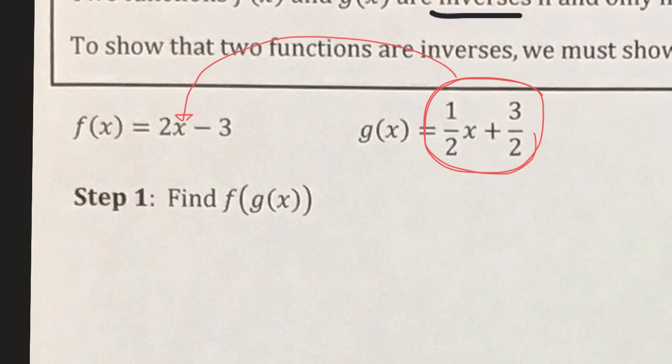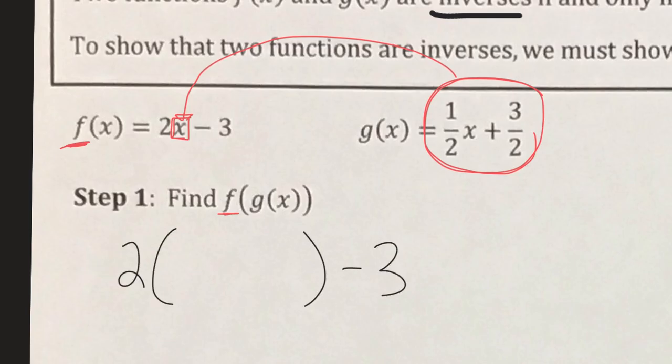So we're replacing the x value, the x variable, in your f function, that's the outside one, with your entire equation from g. So this is 2 times a bunch of stuff minus 3. And that bunch of stuff is half of x plus 3 halves. Okay, so there's the composition part. That's where we start. We replace x with an equation from g. So now let's just simplify.